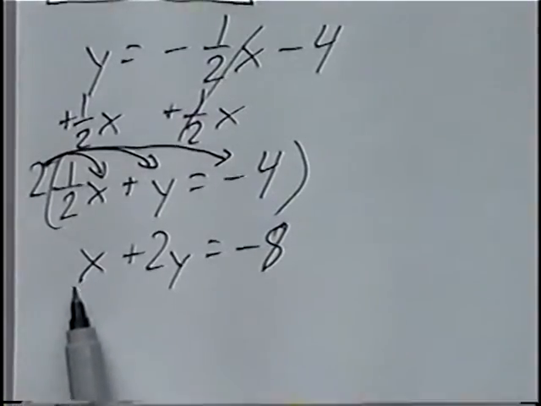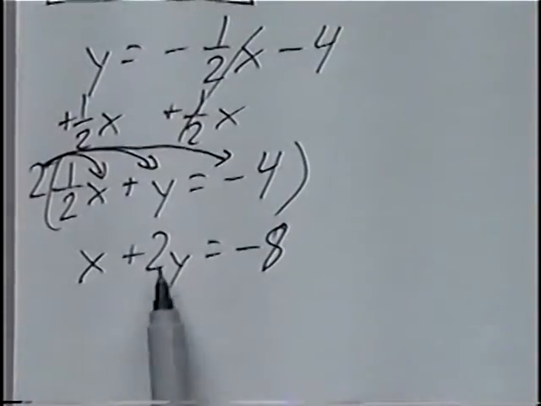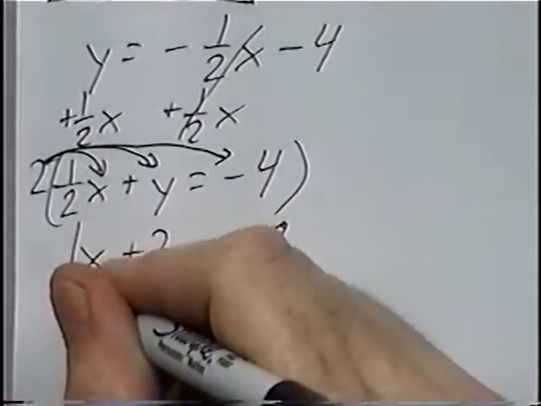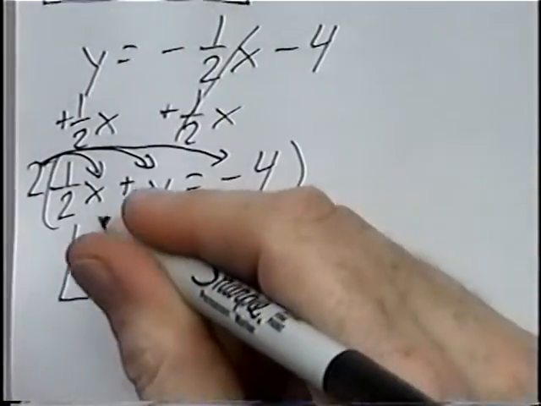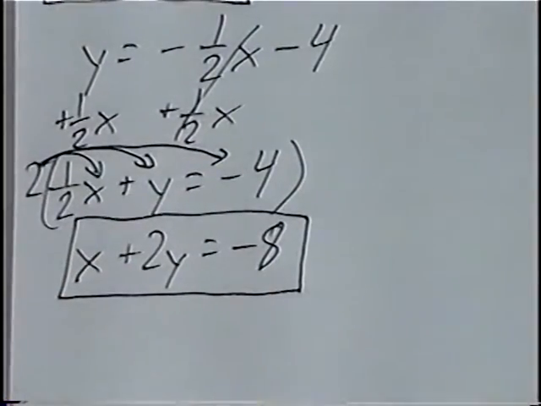A again has to be positive, or x has to be positive, and again there's no common divisors, so our final answer would be x plus 2y equals negative 8.